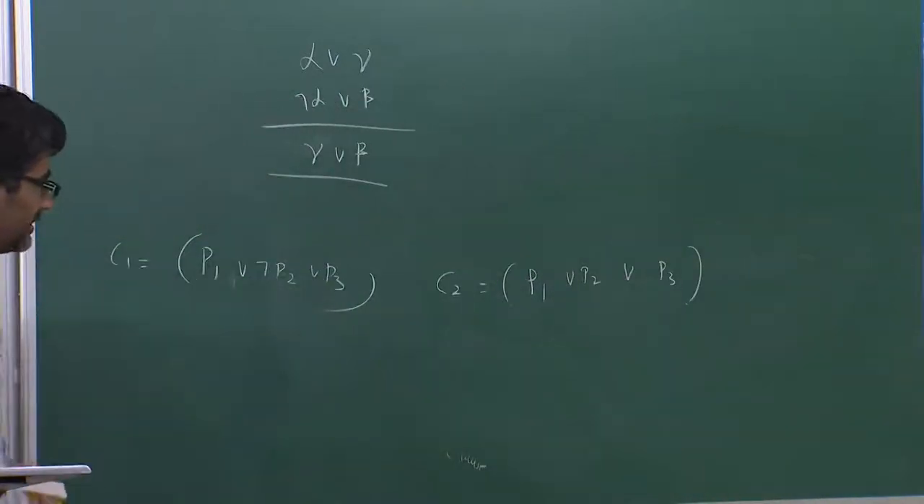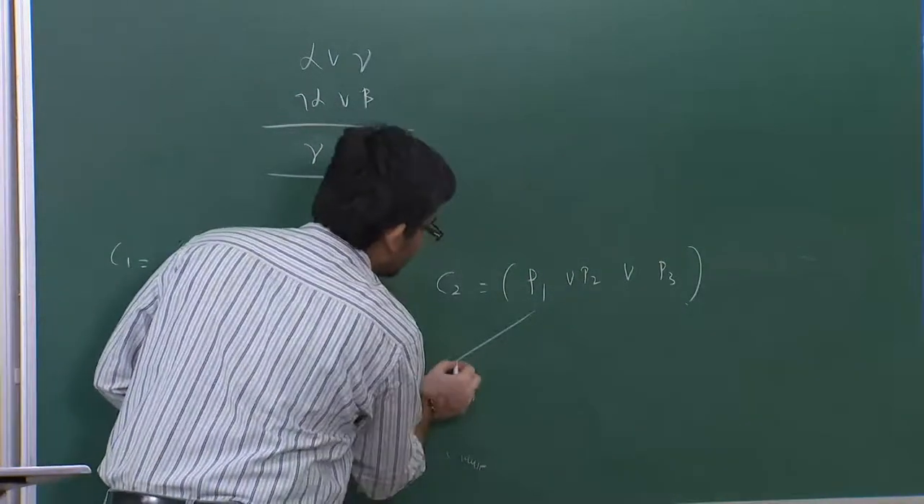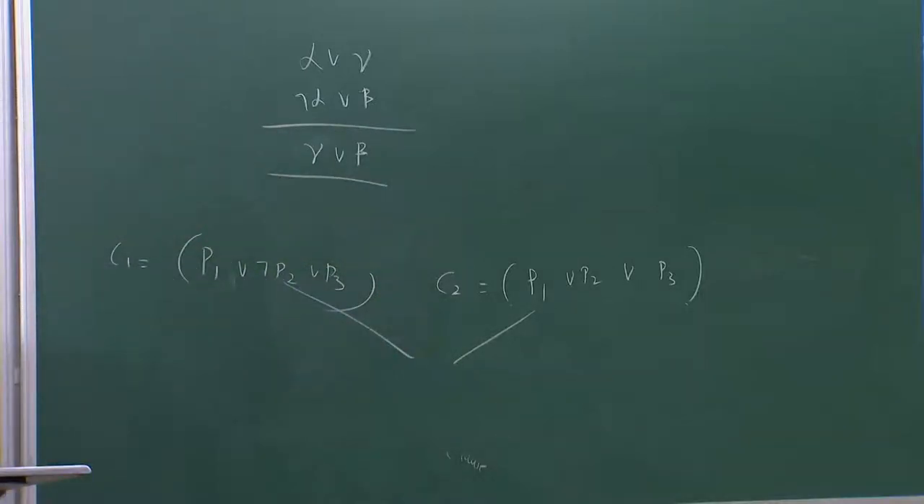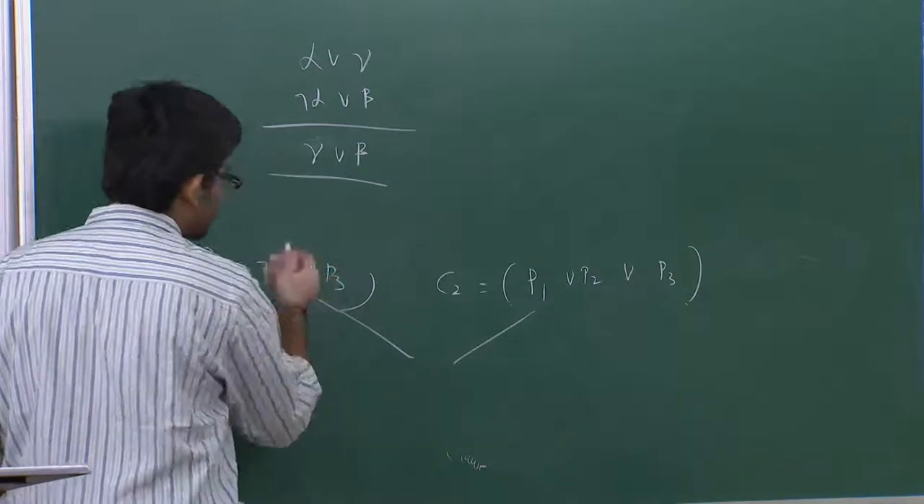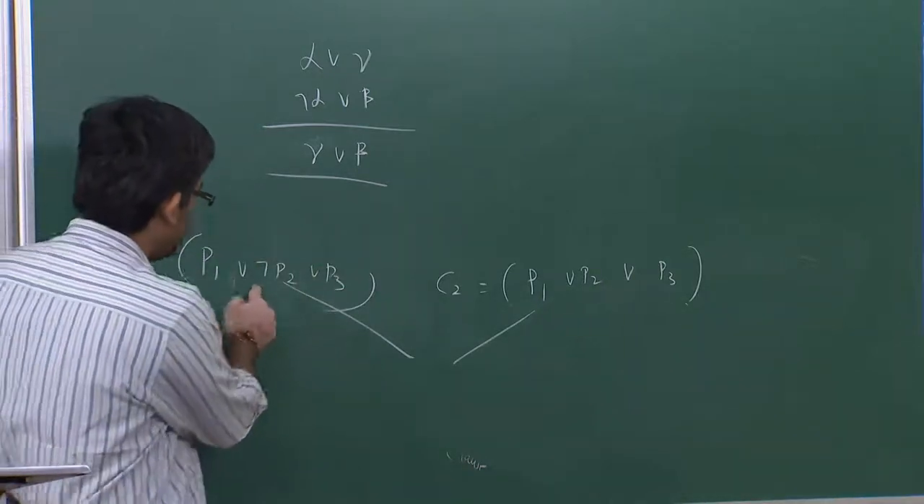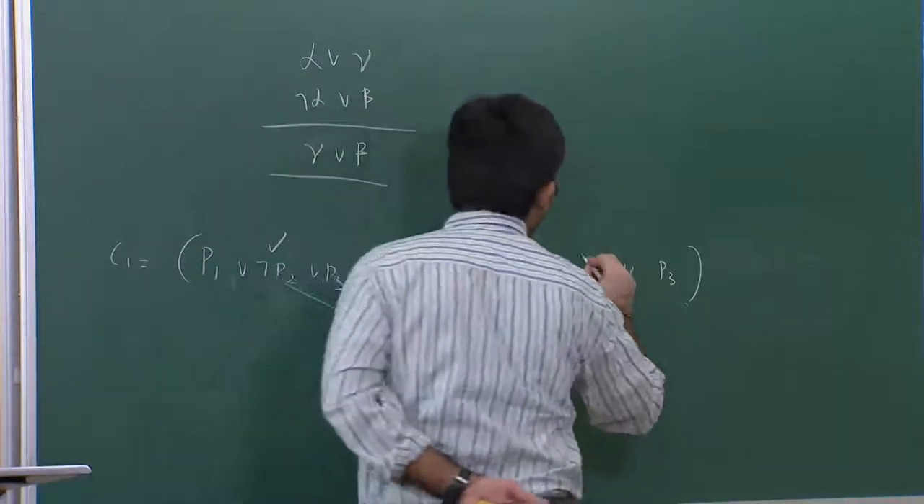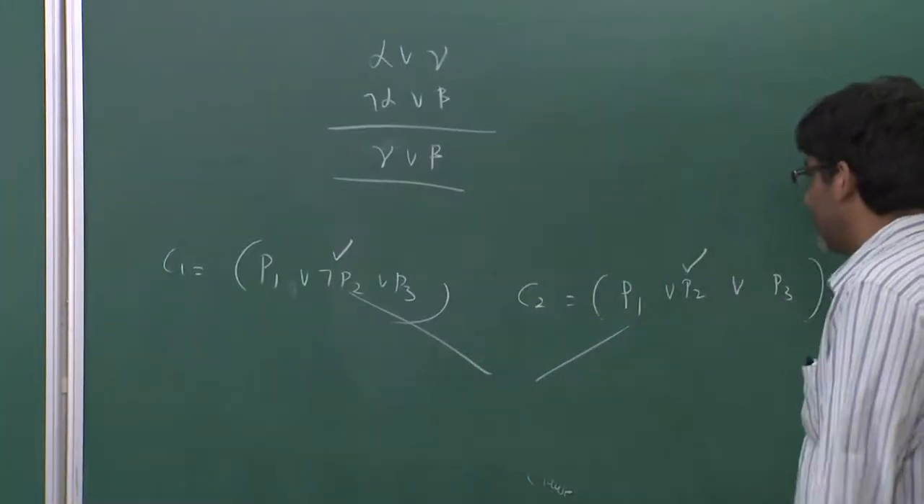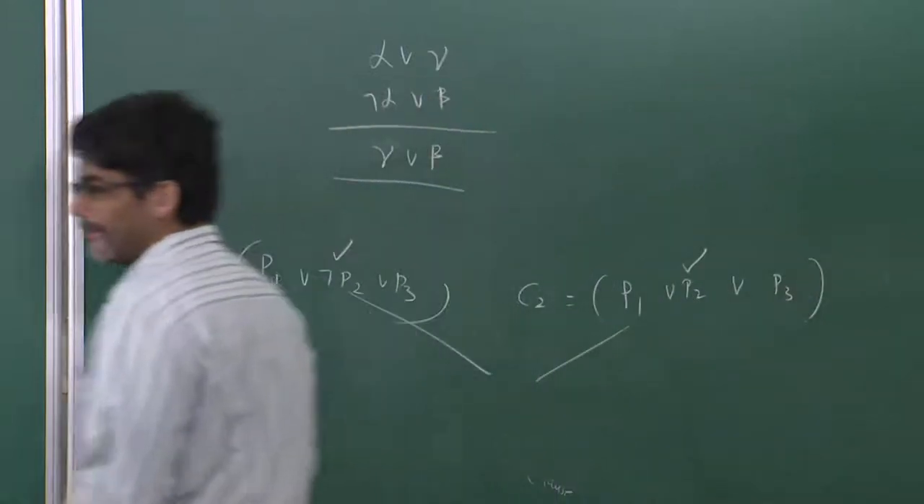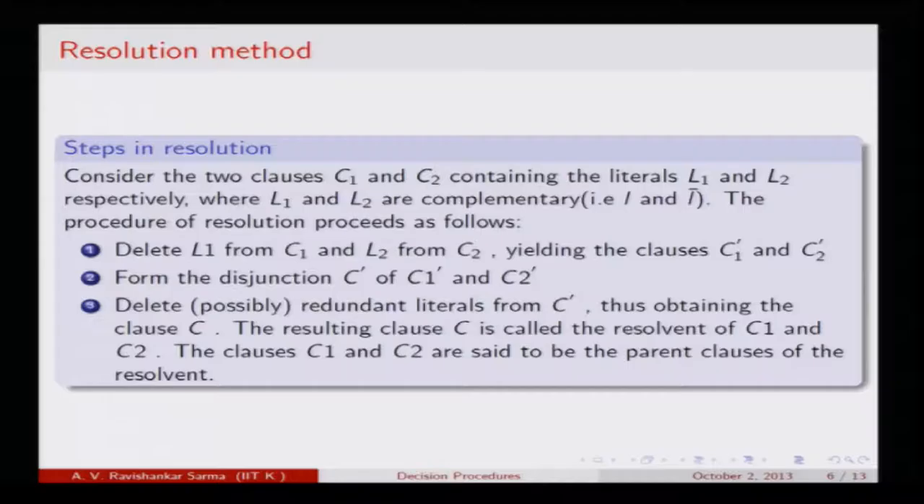So now these two get resolved. The first step that we need to do is to find a literal and its negation. In this case we have not P2 here, and then you have P2 here, so that vanishes. That is the first step that we need to make use of.